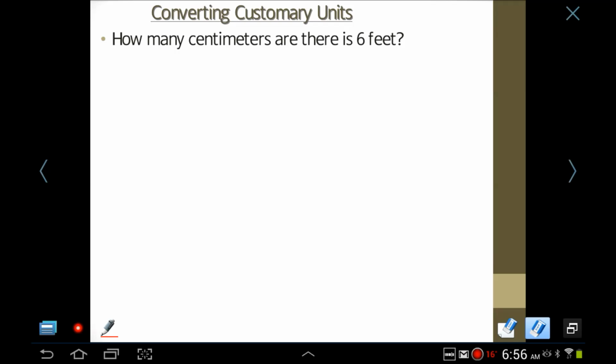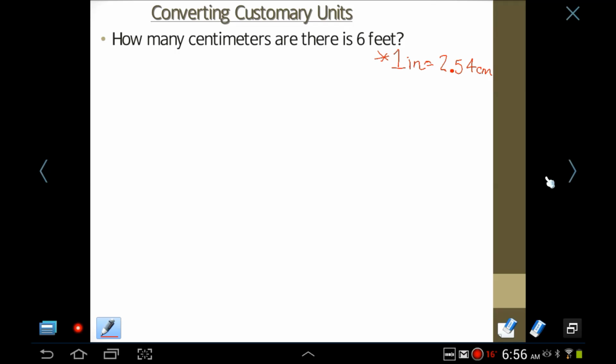Okay, for this next example, we're going to convert 6 feet into centimeters. How many centimeters are there in 6 feet? And like I keep stating here, you're always going to have the conversion factor given to you. So the conversion factor for centimeters, and we're going to start with inches here, is that 1 inch equals 2.54 centimeters.